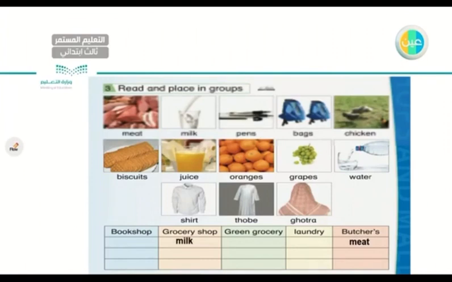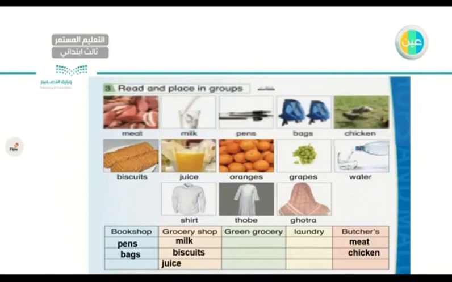How about pens and bags? Because they go together. What do you think? Excellent. We can get them both from the bookshop. Very good. How about the chicken, my dear student? Chicken, sausages, turkey. Very good. From the butchers. How about biscuits now? Where do we get biscuits? From the grocery store. Very good. How about juice? Where can we get some juice? Again, from the grocery shop.